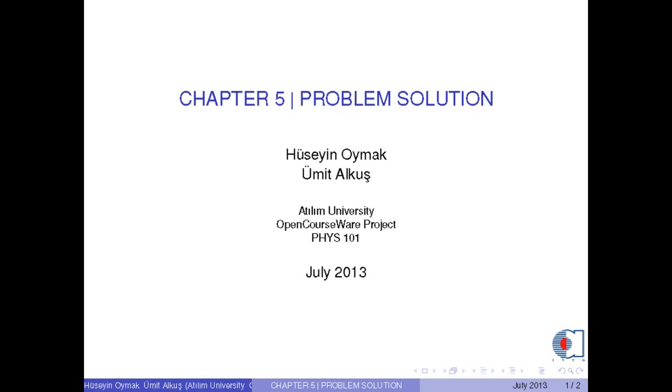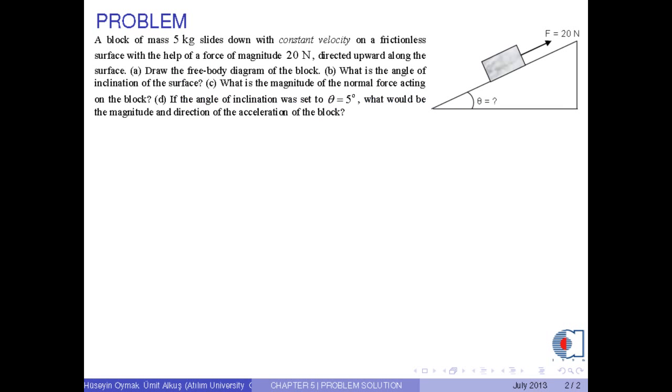In this video, we will solve one problem in chapter 5. A block of mass 5 kilograms slides down with constant velocity on a frictionless surface with the help of a force of magnitude 20 newtons directed upward along the surface. A. Draw the free body diagram of the block.